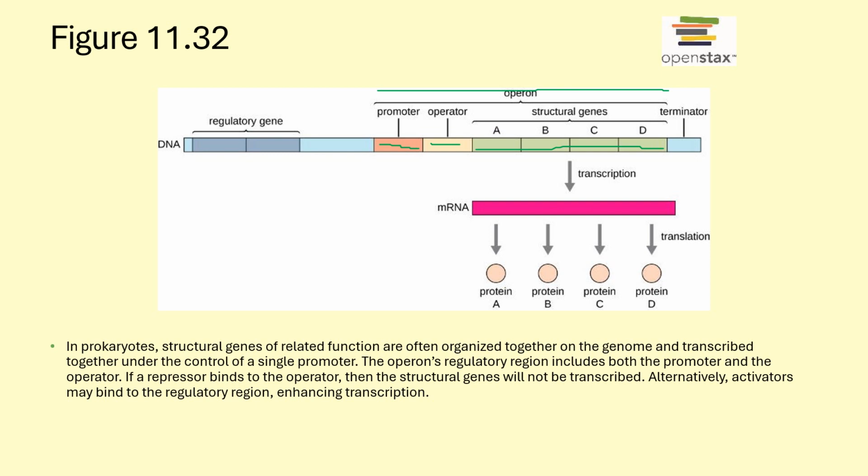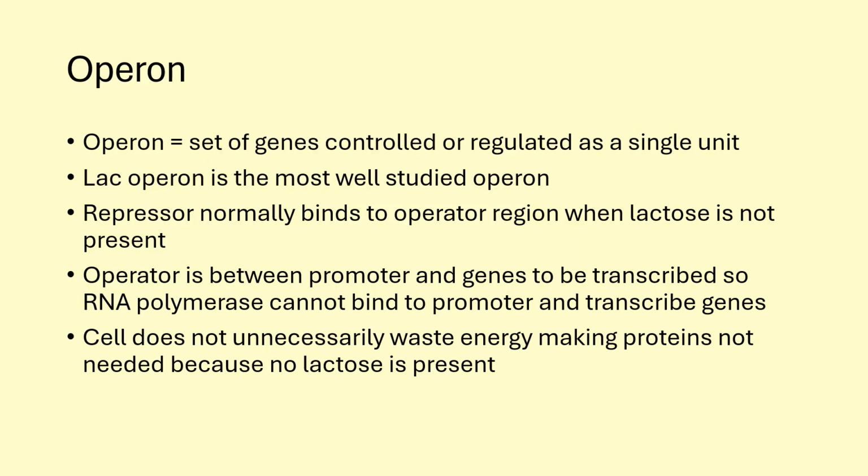Now, oftentimes, what we call upstream, further up, is a regulatory gene that's going to help control this operon, turning it on or off. Don't make those proteins if you don't need them. So the operon is that set of genes that's controlled or regulated as a single unit. Instead of controlling each one of those 4 genes separately, you control it as a unit. The lac operon is the most well-studied operon.